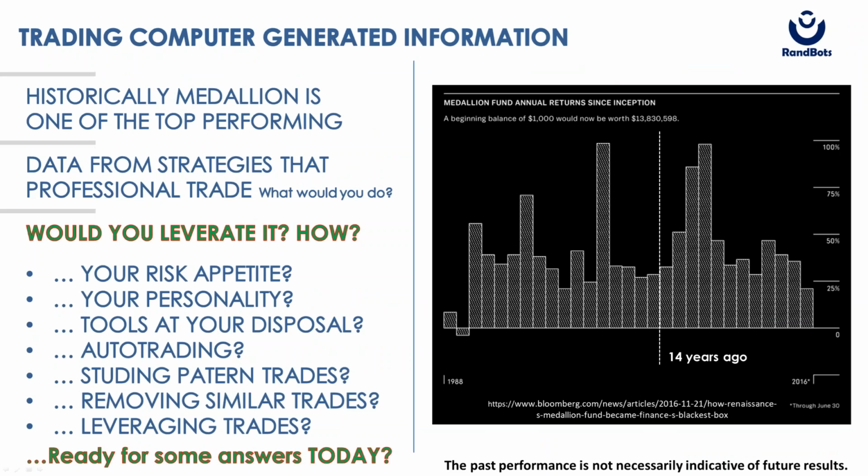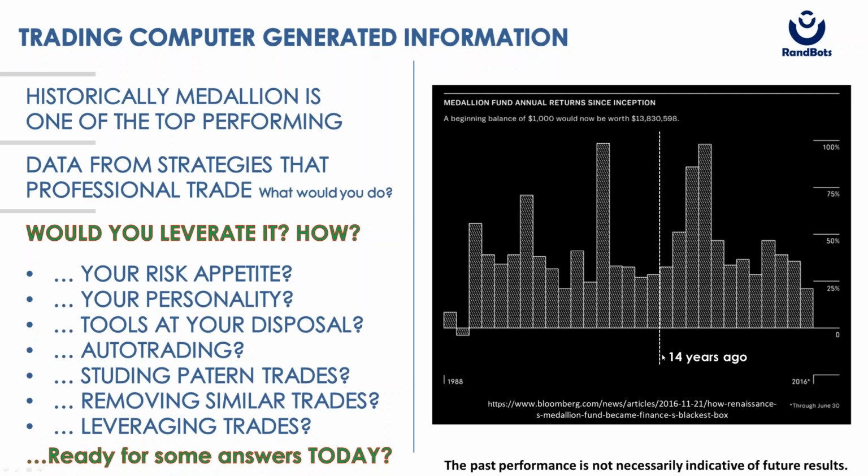So if we go to the following chart, on the right side we have the performance of Medallion. This comes from Bloomberg. There is an article on Bloomberg, quite interesting. This is probably one of the most successful hedge funds in the world, and I want to show you the type of returns that this hedge fund obtained, right?